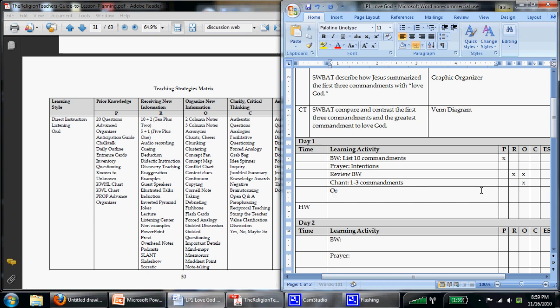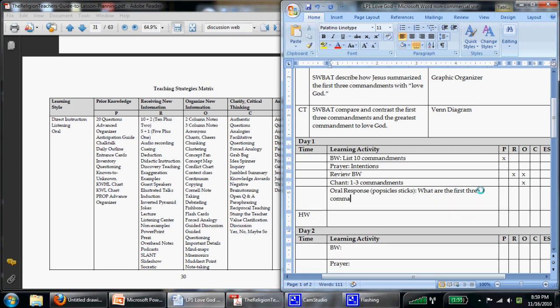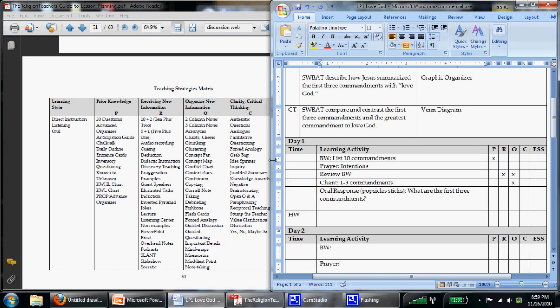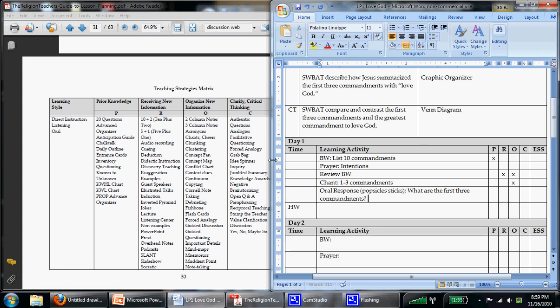And this is going to be our assessment. An oral response using popsicle sticks, and I'll show you what that is in a minute, to the question, what are the first 3 commandments, or simply list those. Popsicle sticks are one way of, if you have note cards or popsicle sticks with all the students' names on them, you can choose at random students to call on to answer a certain question.